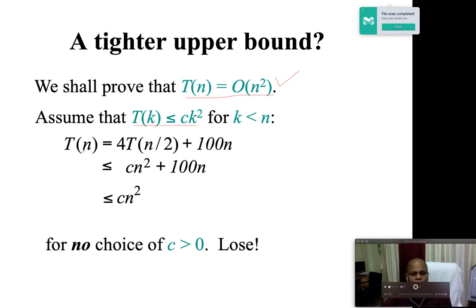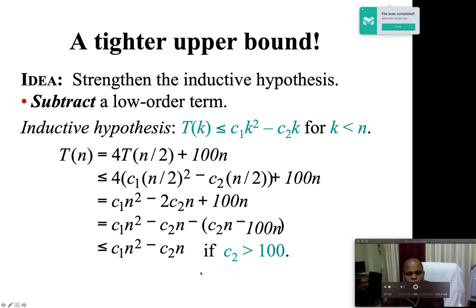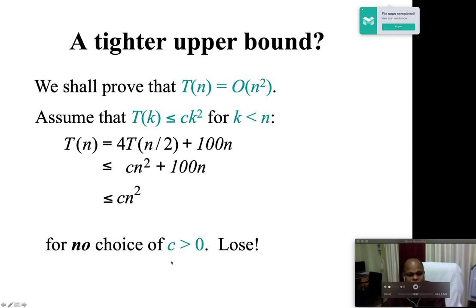Hence in the recurrence relation T(n) = 4T(n/2) + 100n, it will be replaced by C n square, because you will put T(n/2) as C times (n/2) whole square. Hence it will be less than or equal to C n square. Then you will find a choice for C greater than 0 to choose.